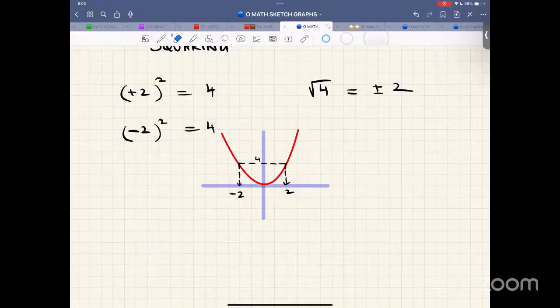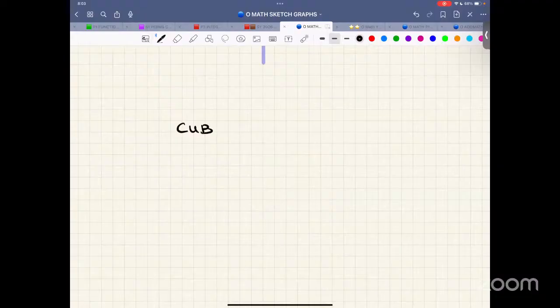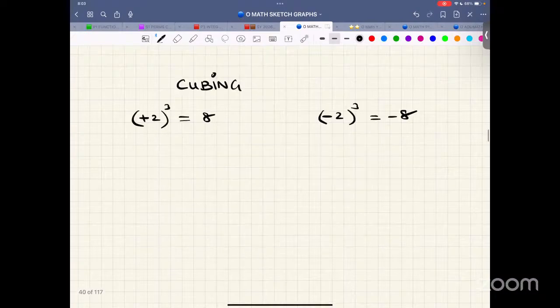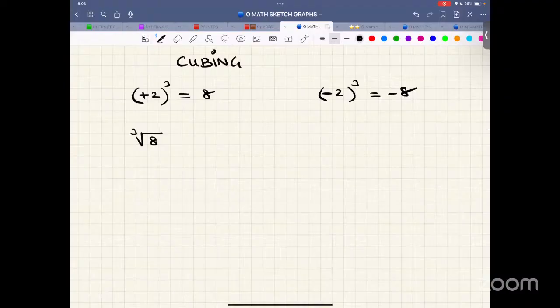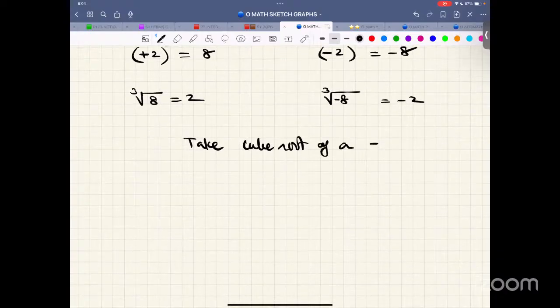And yes, over here, that's how it looks like. When we talk about cubing, positive 2 whole cube, that is 8. Negative 2 whole cube is negative 8. It's not plus 8. Therefore, cube root of 8 is only 2. Cube root of 8 with a negative sign is negative 2. So cube root exists for a positive value. You can take cube root of a positive as well as negative value.